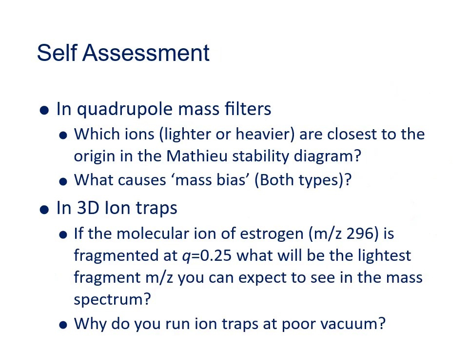But that brings us to the end of this last session on quadrupoles and ion traps. So here are some questions you might like to think about to check that you've understood the contents. In quadrupole mass filters, which ions are closest to the origin of the Mathieu stability diagram? And can you remember what causes both types of mass bias? In 3D ion traps, if the molecular ion of estrogen is at mass to charge 296 and is fragmented when it's at a Q of 0.25, what will be the lightest fragment mass to charge you'll expect to see in the mass spectrum? And why do you run ion traps at a poor vacuum?